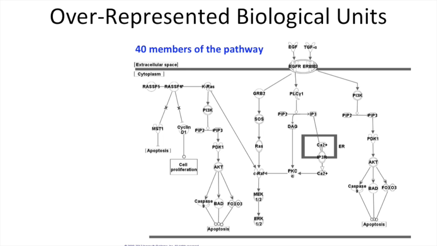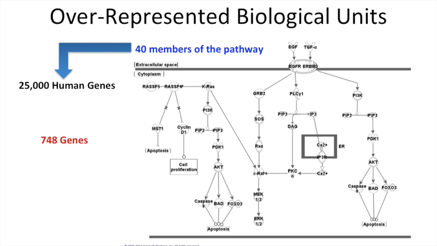Here is a pathway that I know is important in lung cancer. And I want to see if this pathway is playing a role in the genes that we know are different in the aggressive form of B-cell lymphoma. There's 40 members of this pathway. I have a gene list of 748 genes. What makes bioinformatics work is that we have a limited number of genes to pick from. These 40 members of this pathway are part of these 25,000 human genes.